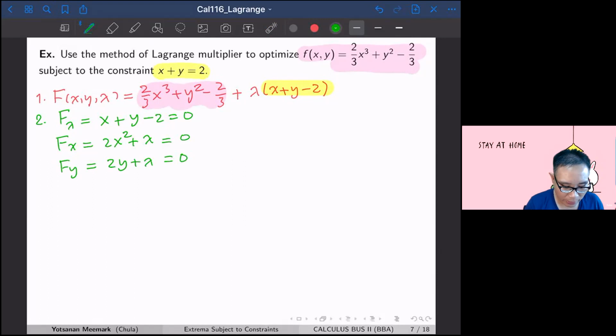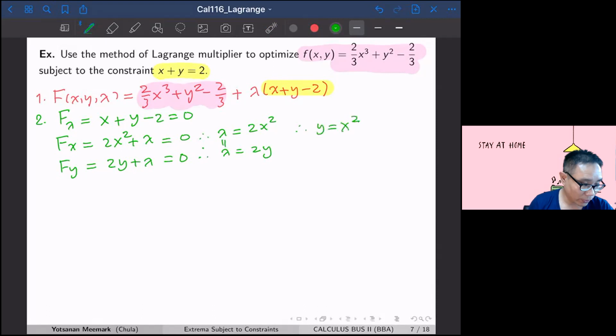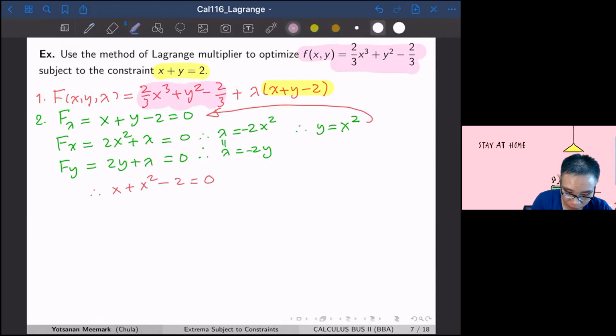And then what? And then you see that this one will be, so you solve for lambda. So you have lambda equal to negative 2x squared, lambda equal to negative 2y, and they are the same. So you get y equal to x squared in this case. I forgot the minus sign. And you're gonna put y equal to x squared into the constraint. Okay, so you get x plus x squared minus 2 equal to 0.